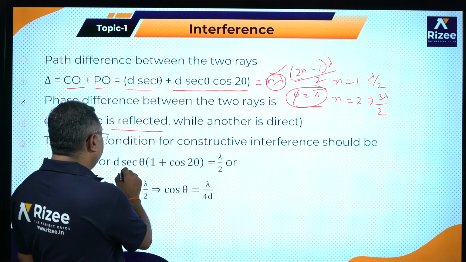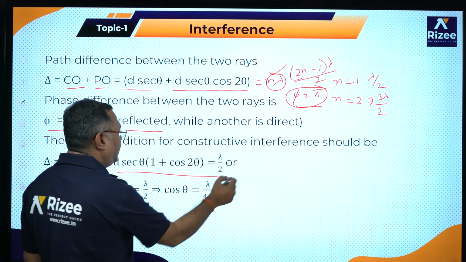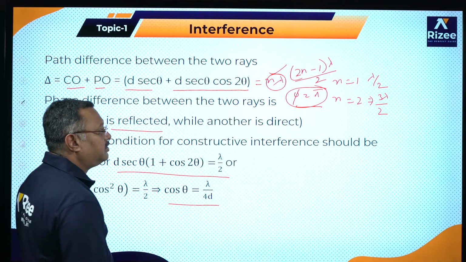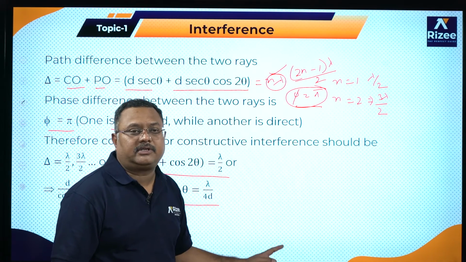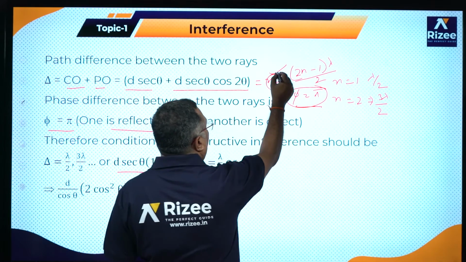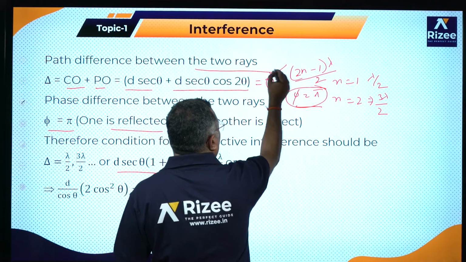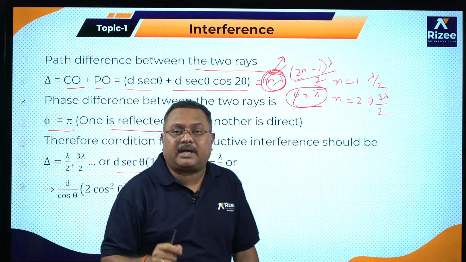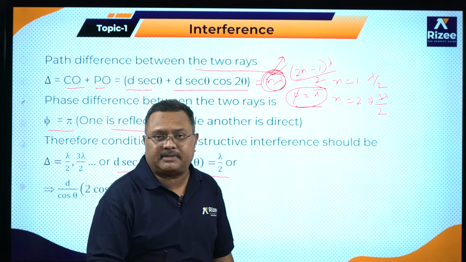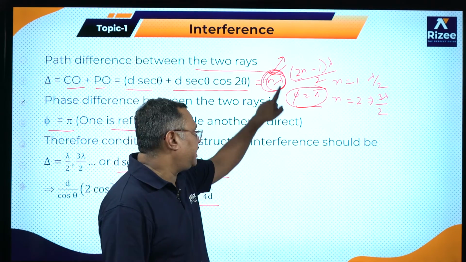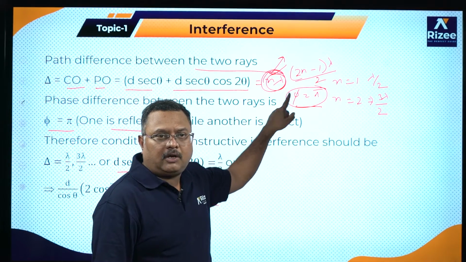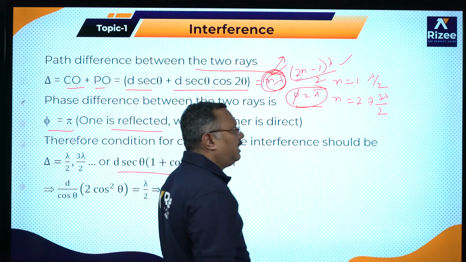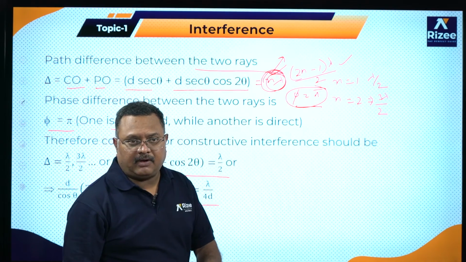So this is the case: equate d secant theta into this to lambda by 2 and find the corresponding value of cos theta, for which you will get the required constructive interference. This is the one mistake you please don't make. In this case, n lambda is the formula for constructive interference for straight waves, not for reflected waves. Please be careful of this point. Don't equate it to n lambda. It should be equated to 2n minus 1 into lambda by 2. So please be careful of this one.